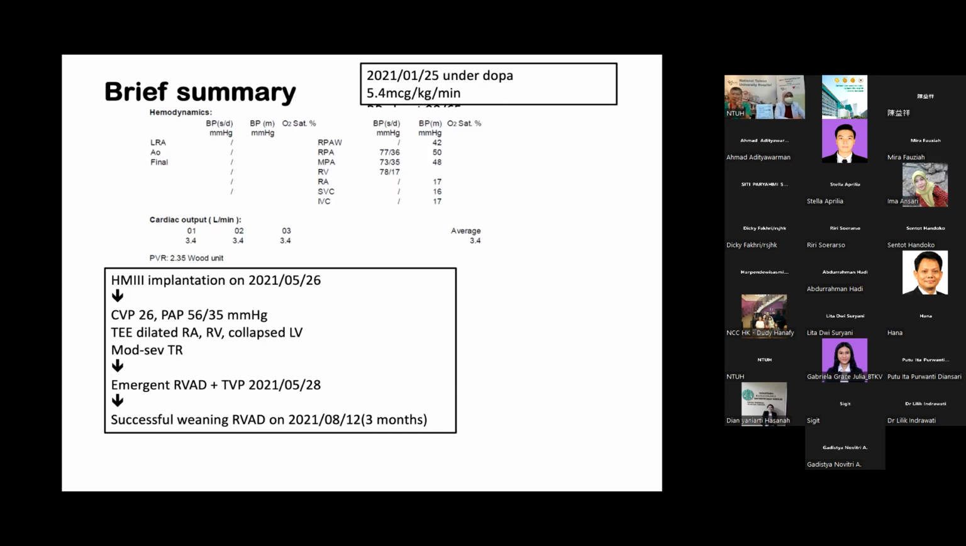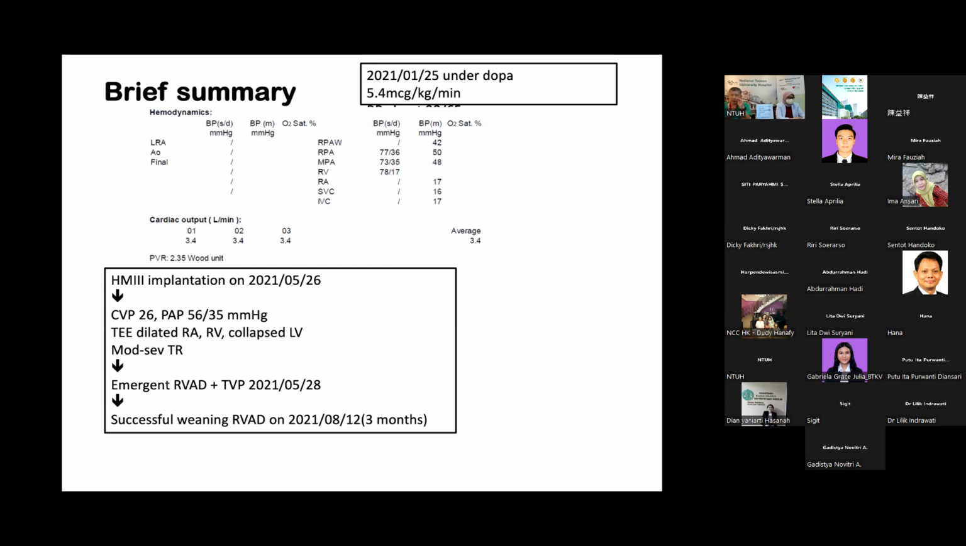We recast again. You see, the CVP dropped down and the PAP dropped as well. You can see the TTE shows moderate to severe TR. So we did a tricuspidoplasty as well as the RVAD the next day.